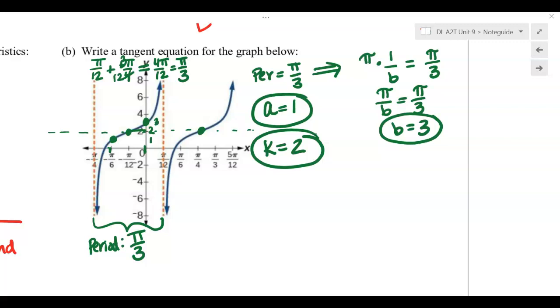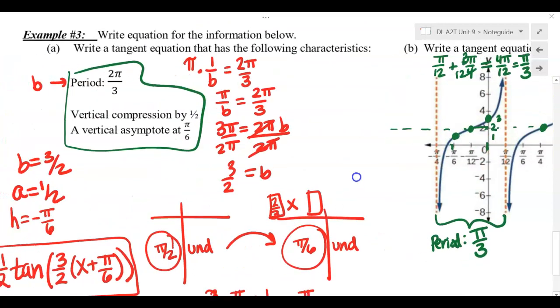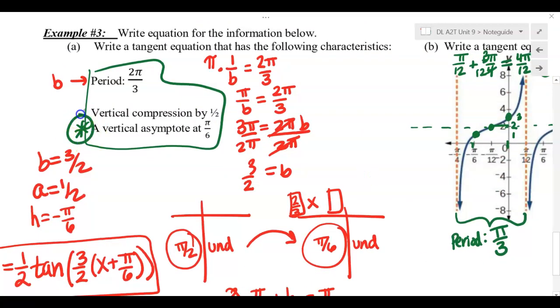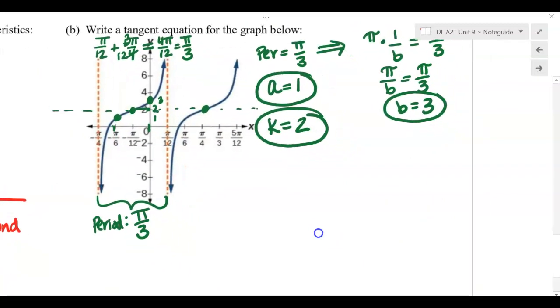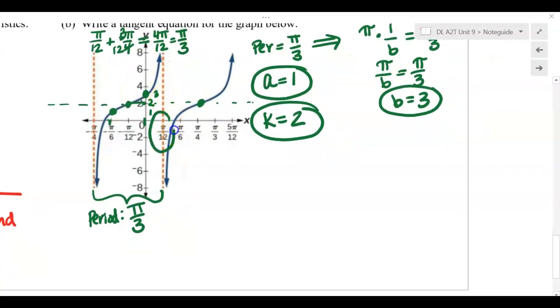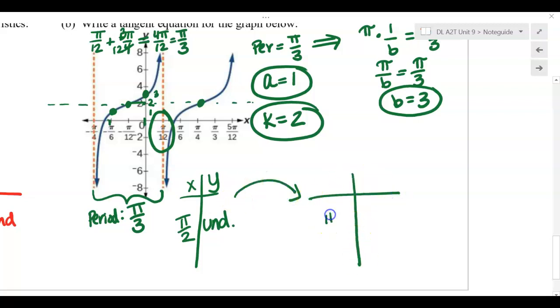So in order to find my H value, remember what gave that to me over here? What gave it to me over here was knowing where a vertical asymptote was. So I'm going to focus on one vertical asymptote here. In this case, I'm going to focus on pi over 12. And I'm going to think through the same things I did earlier. Normally, pi over 2 was the place where my parent function was undefined and gave me a vertical asymptote. I now know that whatever happened to that in the new chart, it's pi over 12 that's giving me that undefined. Well, what's happening is we're horizontally stretching or compressing, and then we're adding or subtracting some H value.